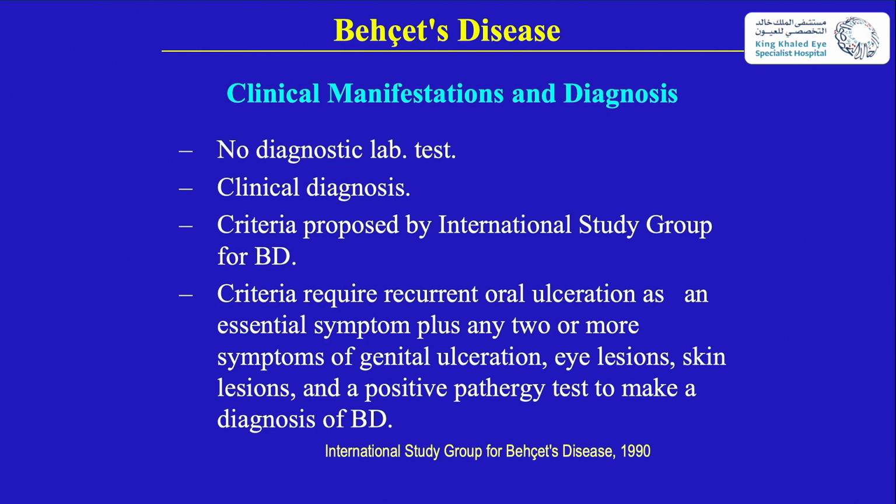There is no test to diagnose Behcet disease. It's mainly a clinical diagnosis. So we use the criteria proposed by the International Study Group of Behcet disease. The criteria require, as I said, recurrent mouth ulceration as an essential symptom, plus any two or more of the following: genital ulceration, eye lesions, skin lesions, and a positive pathology test. We don't rely much on the positive pathology test. So it is known that the eye manifestation usually follows oral ulceration.